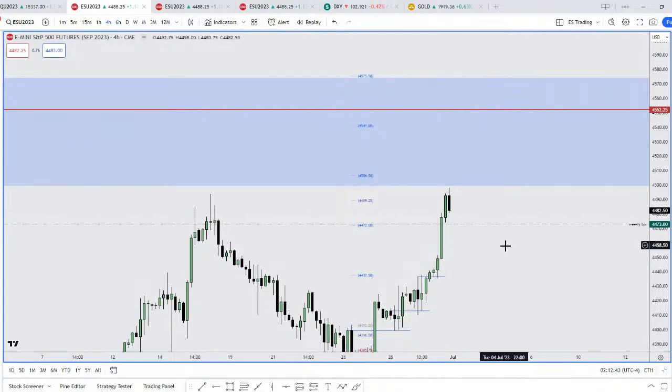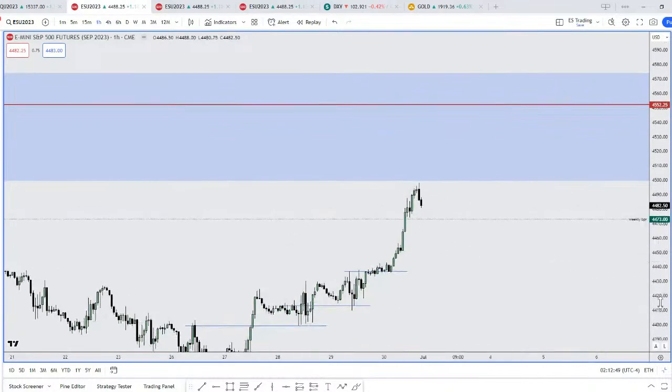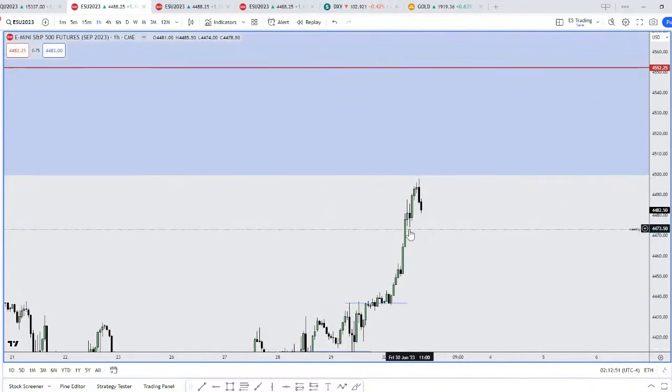Okay, so heading down into the 1 hour, we can see that there is a sell side down here. So every time before an expansion, there is usually, and there's almost always, a stop hunt. Okay, that would be the turtle soup setup.